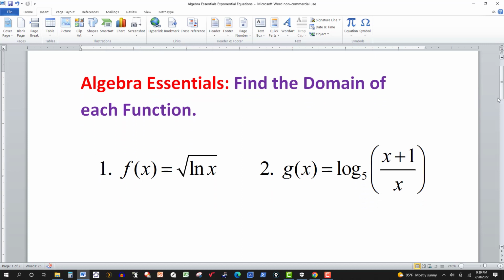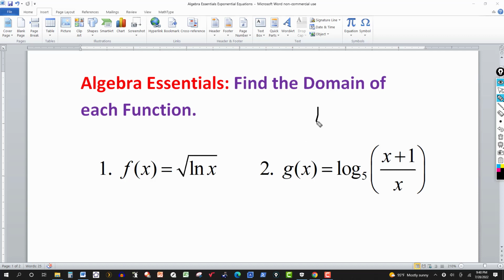I'm going to find the domain. Now first, let's point out, and again, if you want to pause the video and try it yourself, these are the only two problems in the video here. So first of all, for the first one, it has a square root in the log.